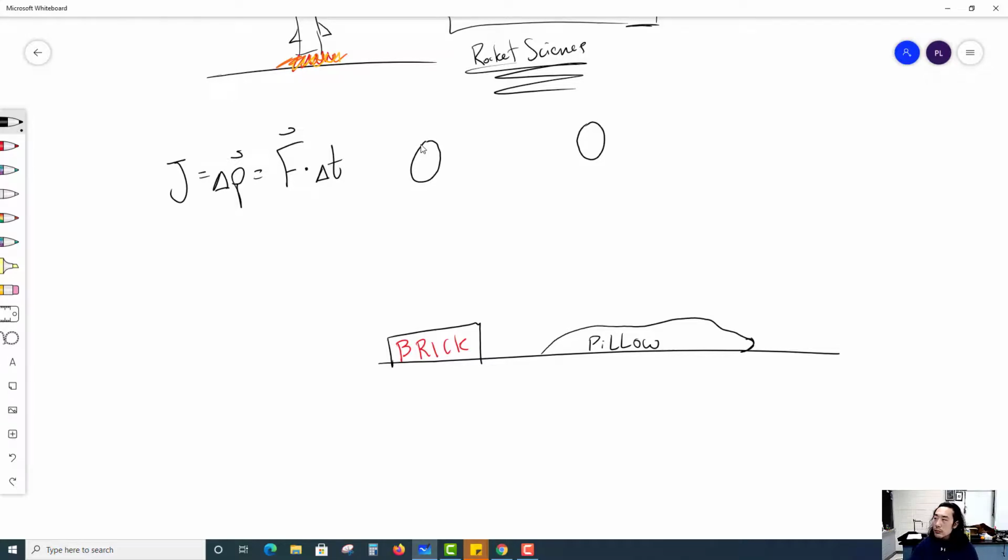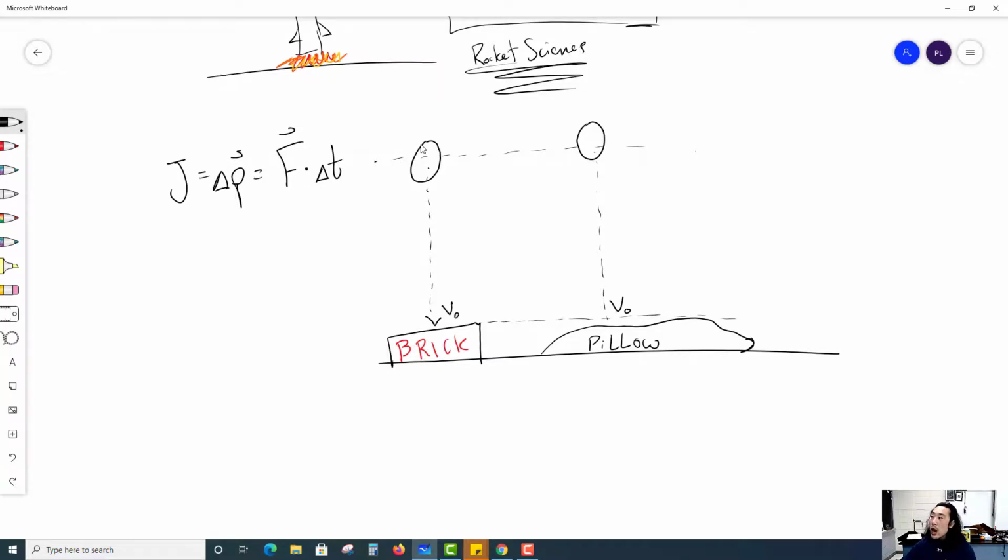All right, so here we have a really cool scenario. This object will fall, and right before it hits a brick, we're going to say that this object has an initial velocity. What is it? I don't know. Same with this object, because both objects are being dropped from the same height. This object will fall, and it's going to hit the pillow at the same level as the brick, and we can say that it also has the same velocity.